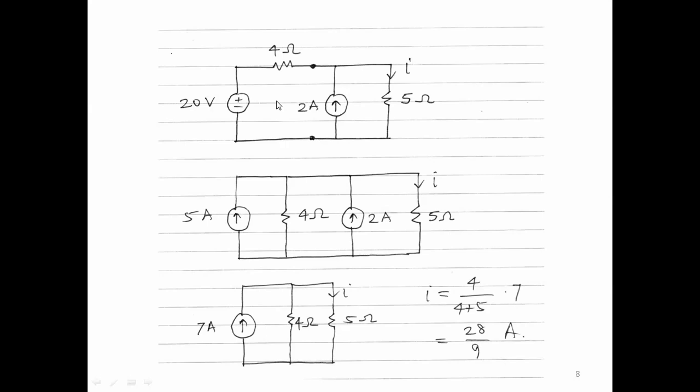Okay. Let us look at another example. So here you have 20 volt in series with 4 ohms and there is 2 amps in parallel with 5 ohms. So from here to here I am transforming this 20 volt and 4 ohm into a current source and resistance, same resistance, current is 20 by 4, 5. By the way, one has to be careful of the direction and polarity. Okay, I didn't mention this earlier.